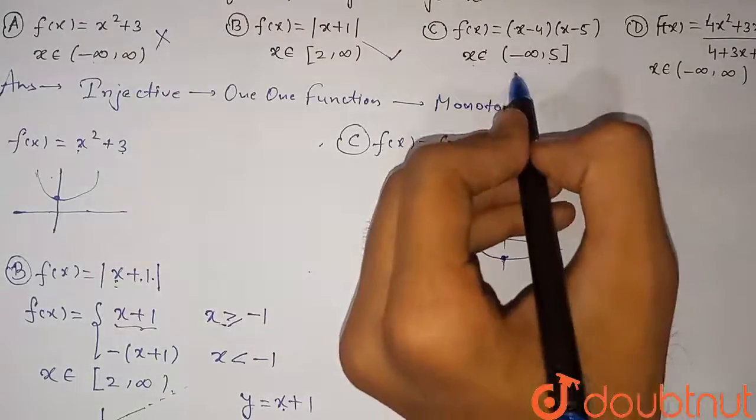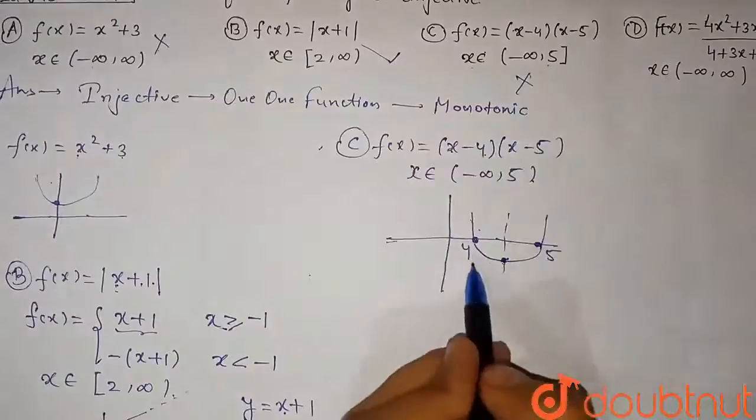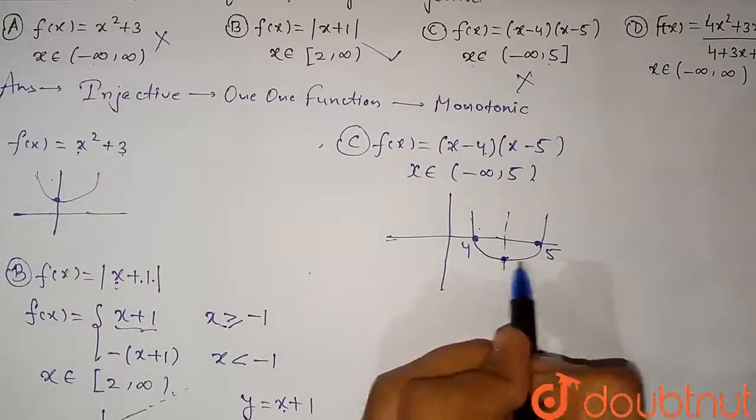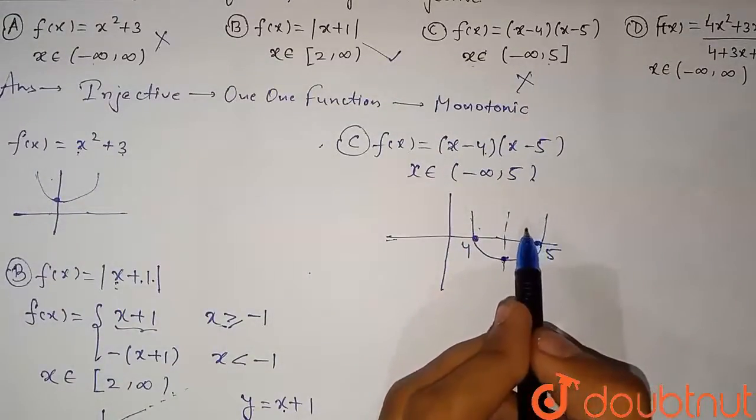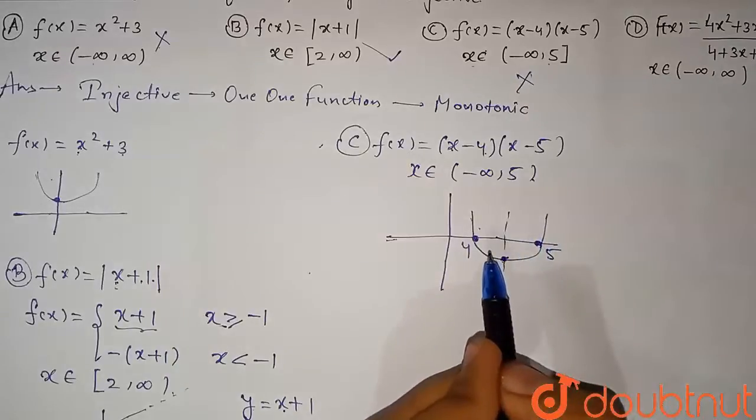So this is also an incorrect option, because the function has two types of behavior. The function is increasing and also decreasing with changing the value of x. So this is also an incorrect option.